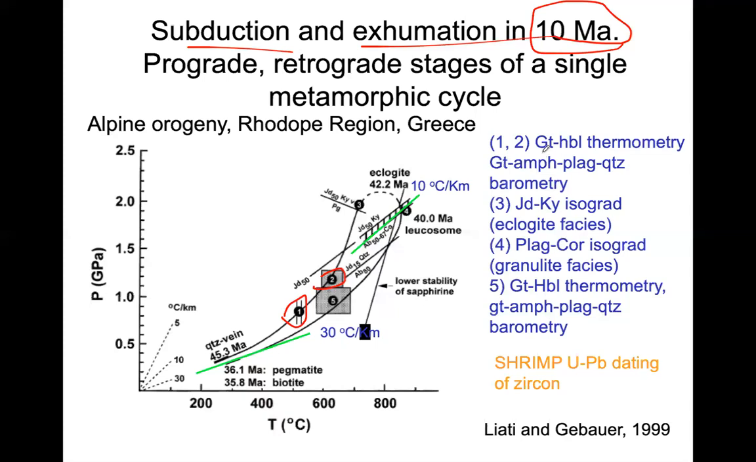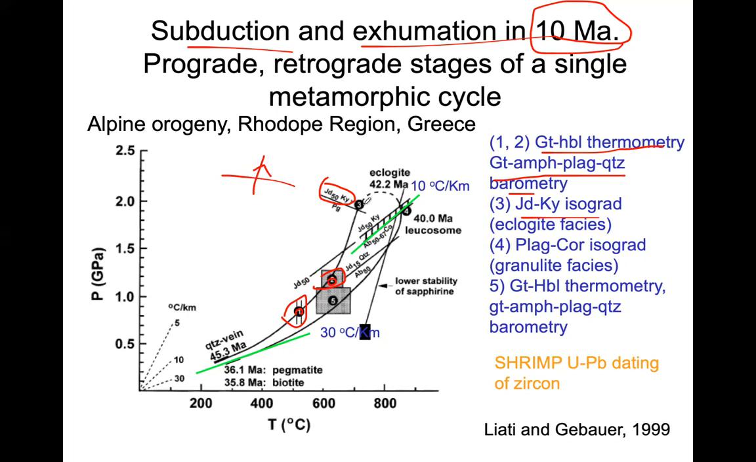So they have used garnet hornblende thermometry, right? Garnet amphibole plagioclase quartz barometry, two techniques to determine the pressure and temperature. So using those pressure and temperature calculations, they have marked these points, 1 and 2, right? Number 3, they say jadeite and kyanite isograd. See, jadeite kyanite isograd. That means appearance of jadeite and kyanite together, right? It's in terms of a breakdown of plagioclase. So this is a reaction: plagioclase breaks down to form jadeite and kyanite.